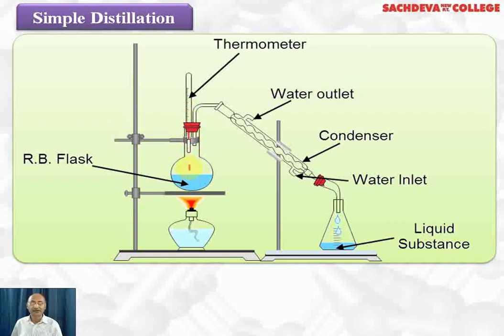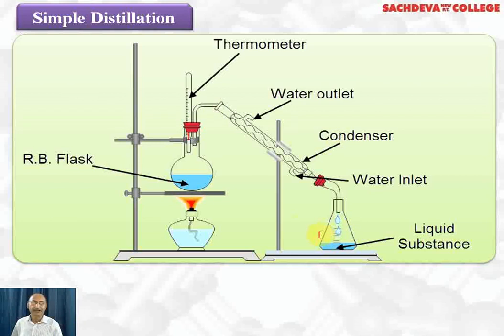For example, if you are purifying ethyl alcohol, the boiling point of ethyl alcohol is 78 degrees centigrade. And when you find the temperature here 78 degrees centigrade, you will start collecting the vapors, meaning vapor will pass through this condenser, and on cooling the ethanol will be formed in liquid state which will be collected here. So this is the liquid substance which is distilled out and it will be purified.